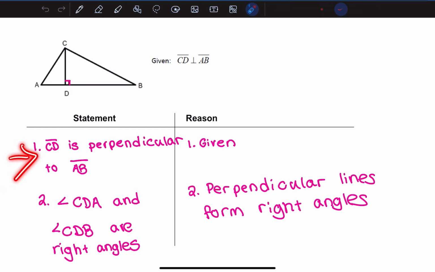So, we start with our given information. Because of our given information, we know that there are two right angles, and because of the definition of perpendicular.